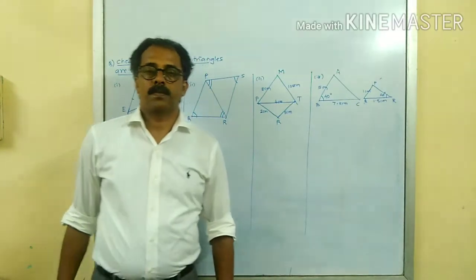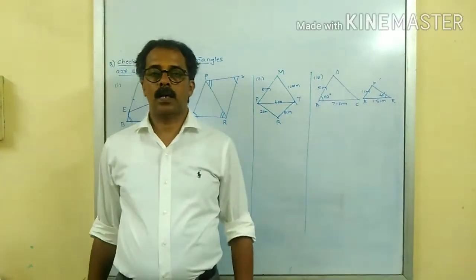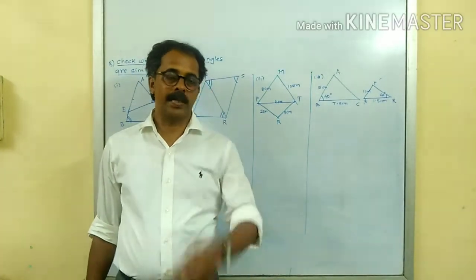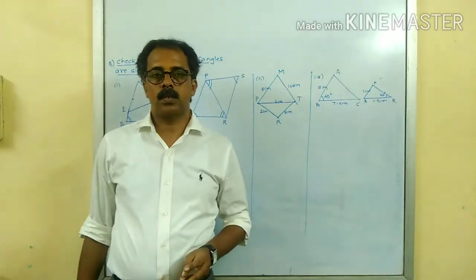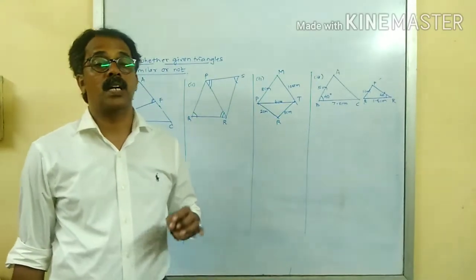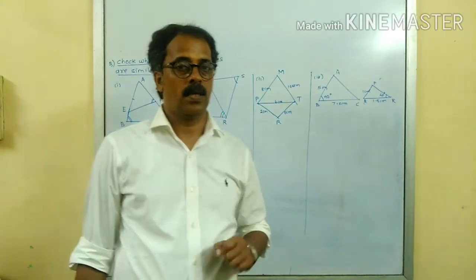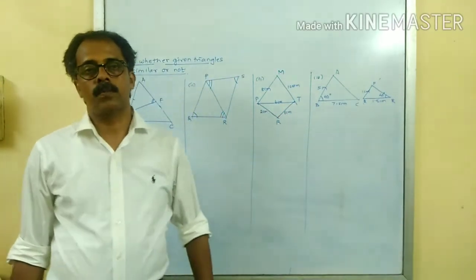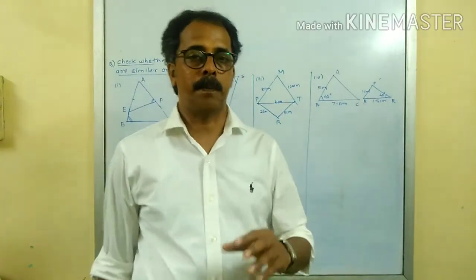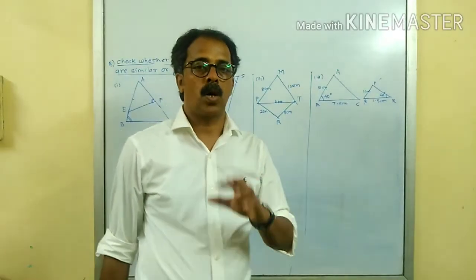In the previous lecture, we studied the similarity of triangles and tests. We studied three tests: the first is the AA test, the second is the SAS test, and the third is the SSS test. For examples, I have just written on a board, we wanted to see whether the pairs are similar or not.